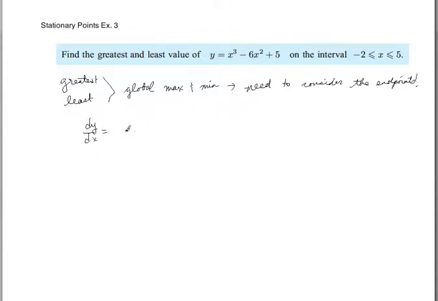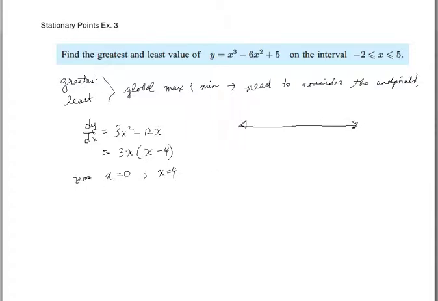We differentiate and we get 3x squared minus 12x. If I factor out a 3x, I get 3x times (x minus 4). If I set this equal to 0, you'll see that the zeros occur at x equals 0 and at x equals 4. I don't have any vertical asymptotes to deal with, so that's nice. I'm just going to use these two numbers to create my sign diagram.